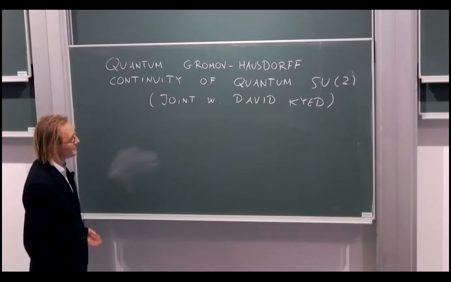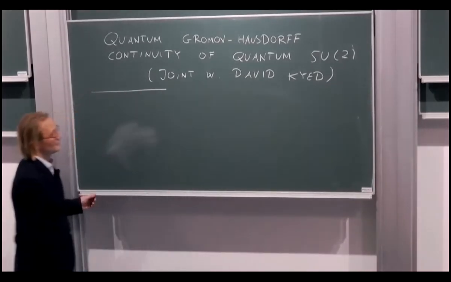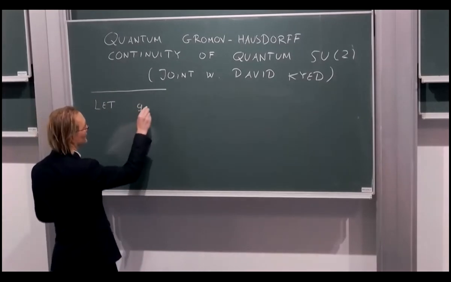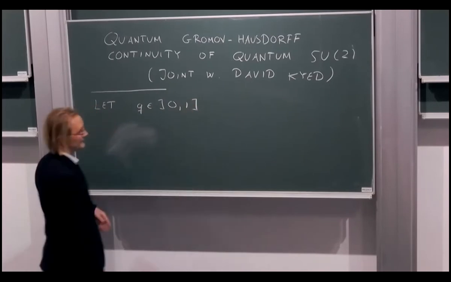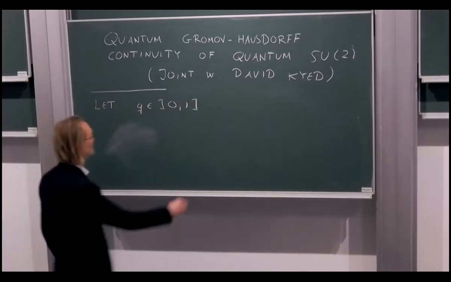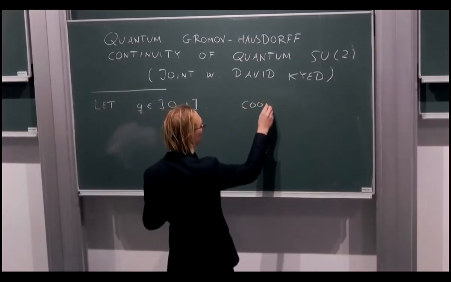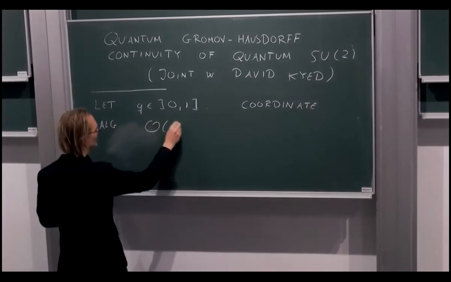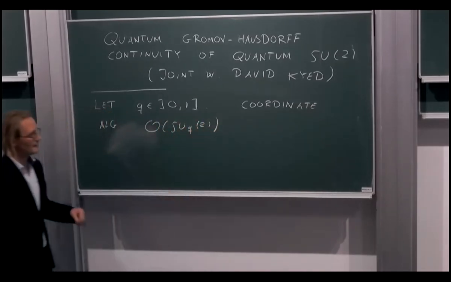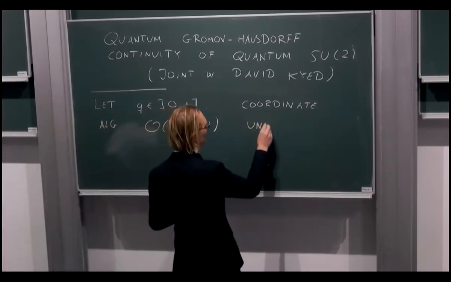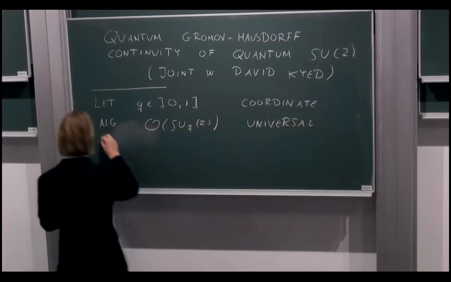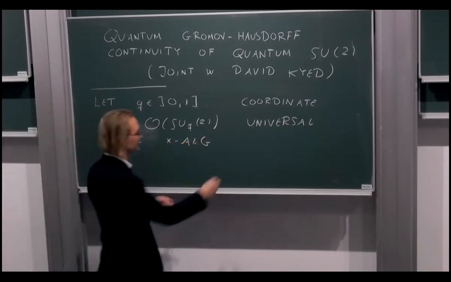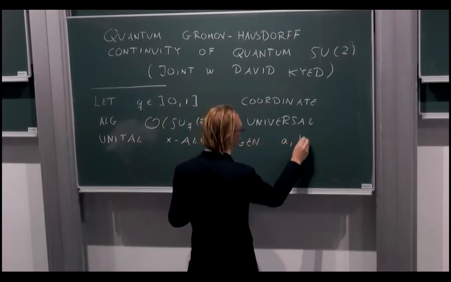So I will present some background material on quantum SU2 to begin with. We start by fixing the deformation parameter Q. I will only consider Q between 0 and 1, where 0 is not an option, but 1 is an option. Then we define this coordinate algebra for quantum SU2. This is a universal unital star algebra, and it has two generators as a star algebra, A and B.